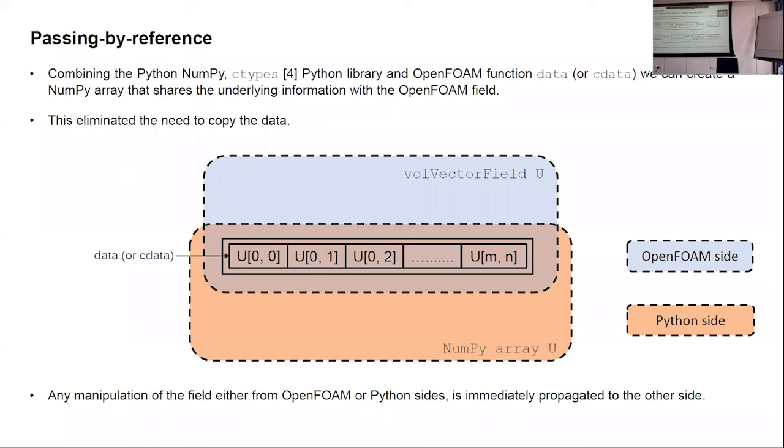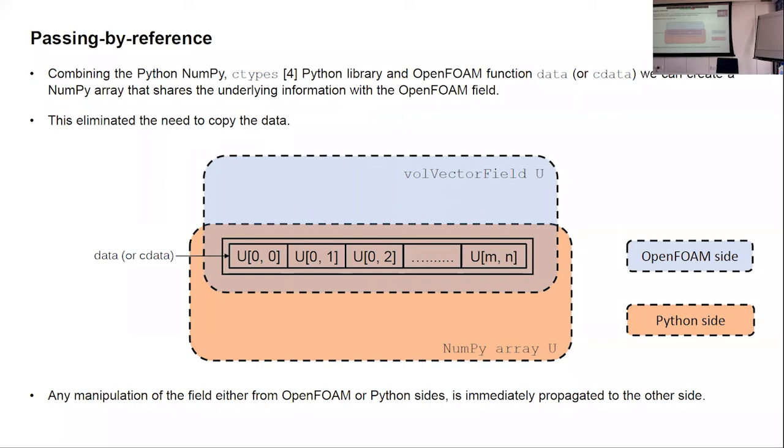So we came up with the passing by reference approach, which basically removes the need to make copies of the data. In order to do this, we needed to combine three different pieces of functionality. ctypes, which is a Python library that provides Python data types that are compatible with C. So for instance, ctypes provides pointers to doubles that are equivalent to the pointers in C++, but you can use them in Python. We're also using the built-in support from the NumPy package. Basically, every single OpenFOAM field stores its data as an underlying C-style array. So we are creating a NumPy array with the same data that is in the underlying array of the OpenFOAM field.